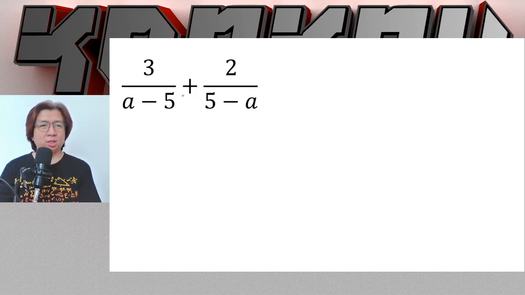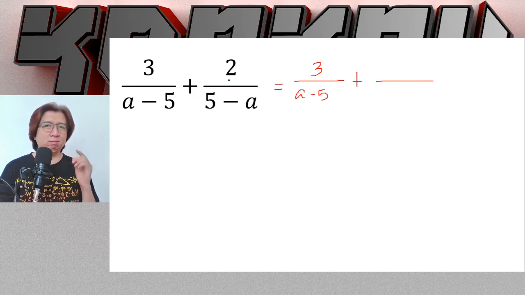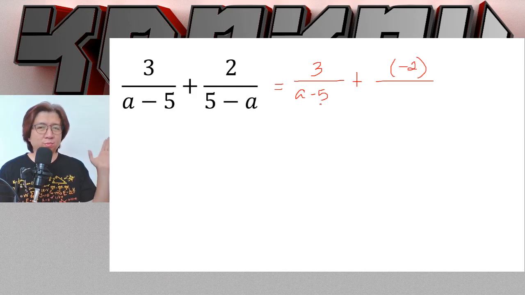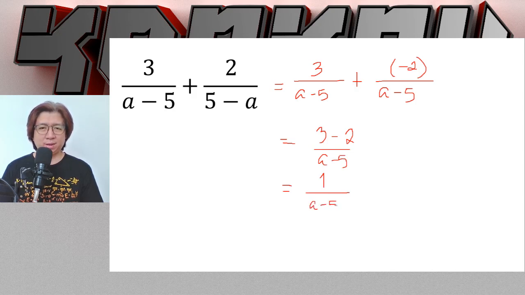Okay, so 3 all over a minus 5 plus 2 all over 5 minus a. So we have 3 all over a minus 5 plus, okay, I am going to teach you a technique or shortcut method. Just make the numerator negative, and then you can copy the first denominator. That's the shortcut method. So we have 3 minus 2 all over a minus 5, which is 1 all over a minus 5.